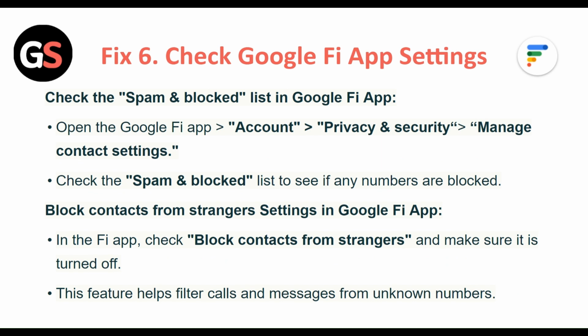Fix 6. Check Google Fi app settings. Check the spam and block list in the Google Fi app. Open the Google Fi app, then account, then privacy and security. Manage contact settings. Check the spam and blocked list to see if any numbers are blocked. Check block contacts from strangers settings in the Google Fi app. Make sure it is turned off. This feature helps filter calls and messages from unknown numbers.